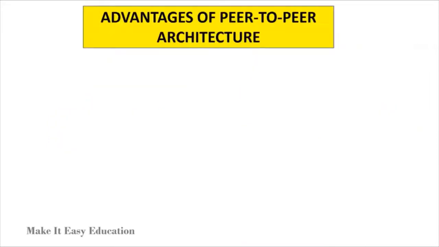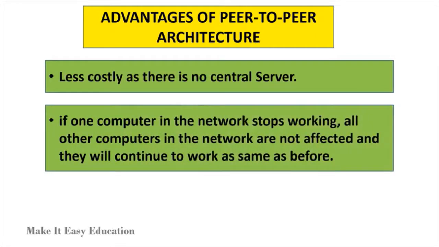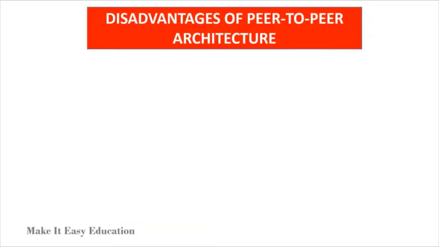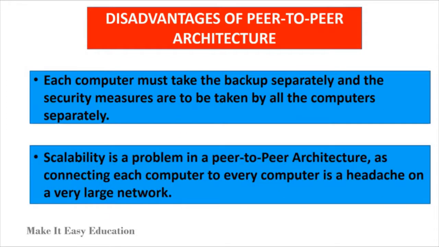Advantages of a peer-to-peer architecture. Less costly as there is no central server. If one computer in the network stops working, all other computers in the network are not affected, and they will continue to work as before. Installation of peer-to-peer architecture is quite easy. Disadvantages of a peer-to-peer architecture. Each computer in the network has to take the backup separately, and the security measures are to be taken by all the computers separately. Scalability is a problem in a peer-to-peer architecture, as connecting each computer to every computer is a headache on a very large network.